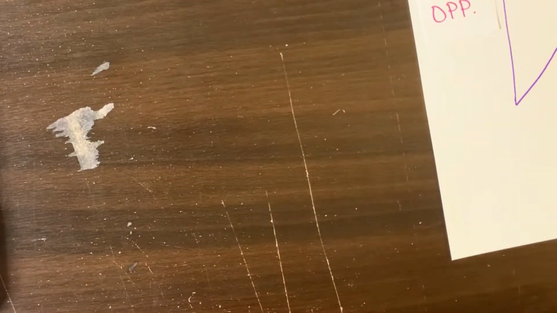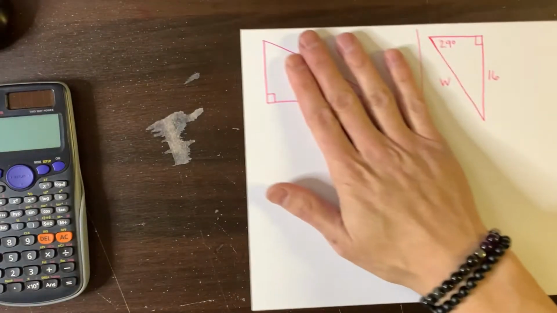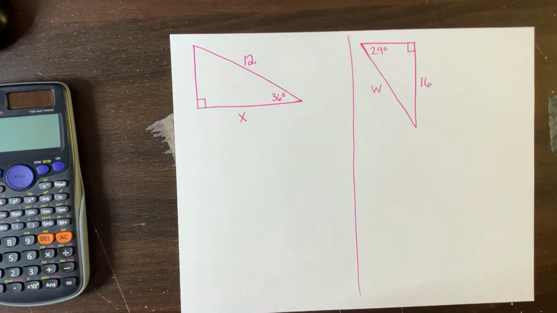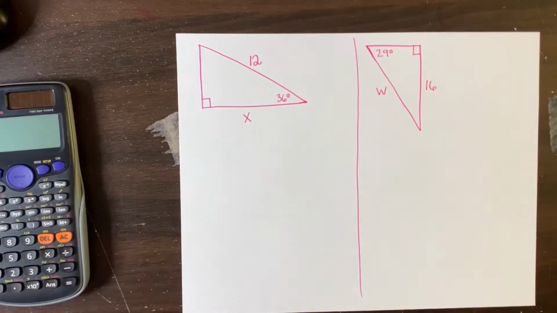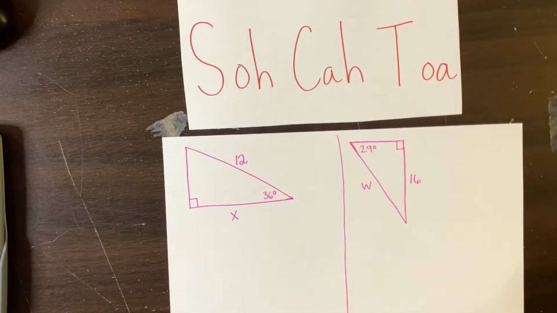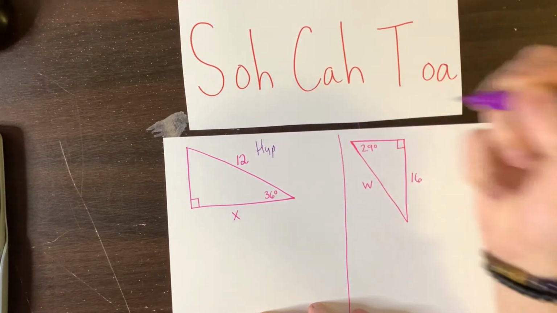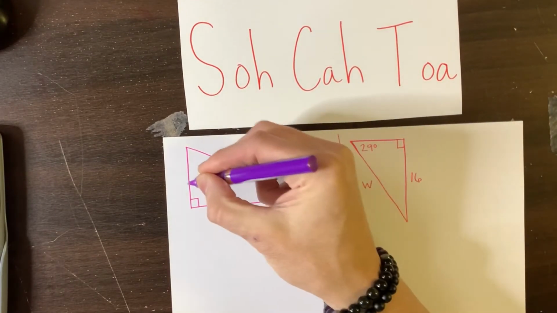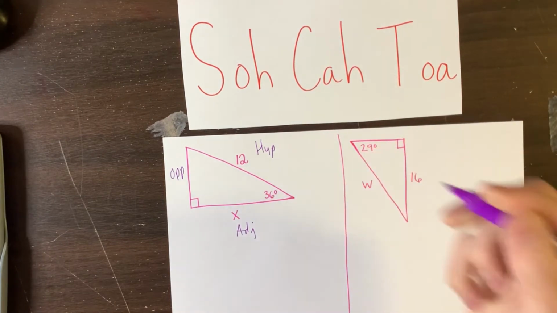So let's get rid of that and begin with these problems. Given this triangle, I want to label all my 3 sides. I am positioned right there, at the angle that is given. If I'm here, I know that this is the hypotenuse. And I know that across from me, this is my opposite. Process of elimination, this is the adjacent.